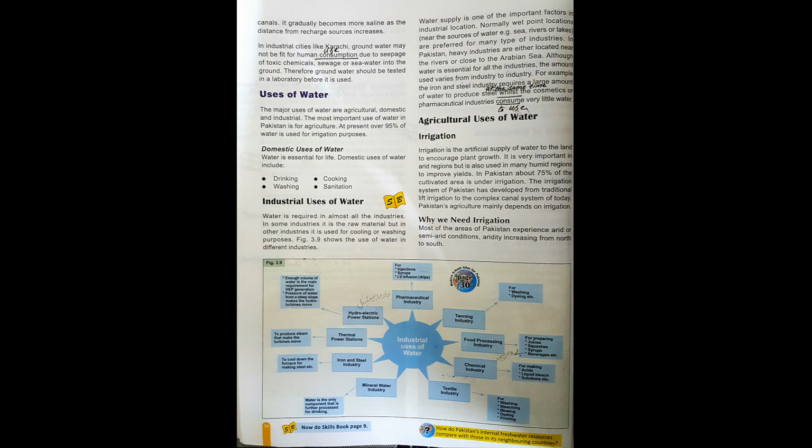In hydroelectric power stations, how is water used? Here, enough volume of water is the main requirement for HEP generation. And the pressure of water from a steep slope makes the hydro turbines move. So, the industries that produce metals, wood and paper products, chemicals, oils and other things, they use water.